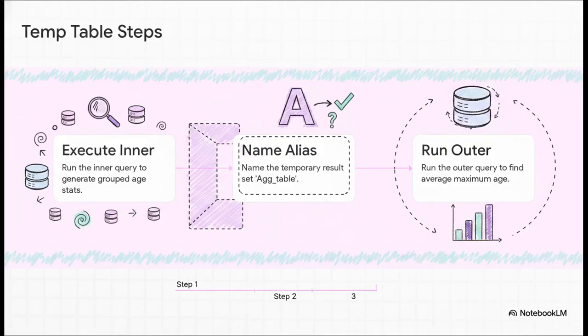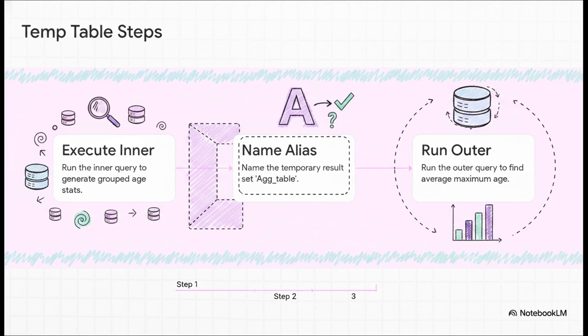Well, we pull that off in 3 very precise steps. Step 1 is exactly what we just did. The database executes that robust inner query to generate our grouped statistics. Step 2, this is an absolute requirement. You have to give this new temporary result set a name. We're going to alias it as ag_table. Listen, if you don't give the subquery an alias in our from statement, SQL is going to throw a fit and give you an error, because it has no clue what to call this brand new data source.